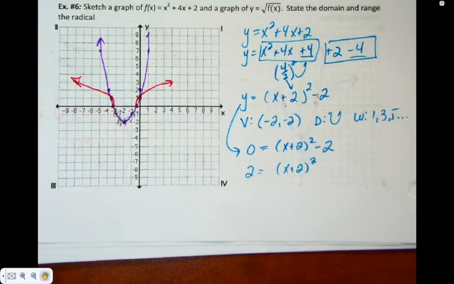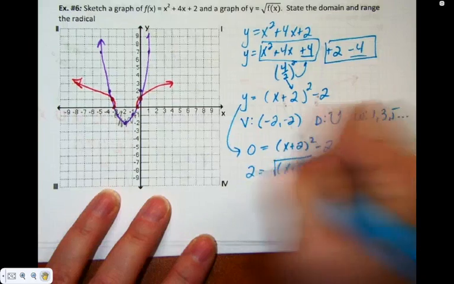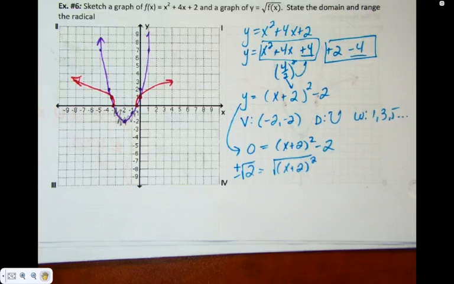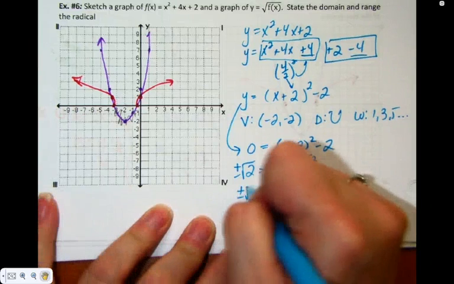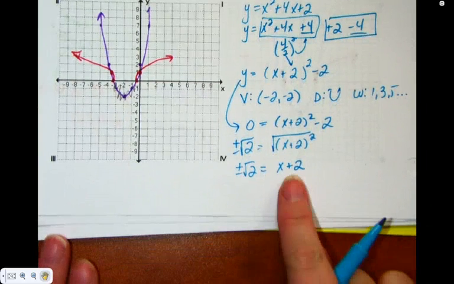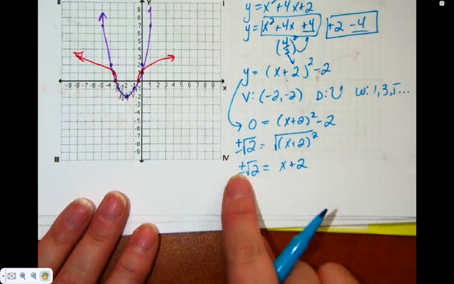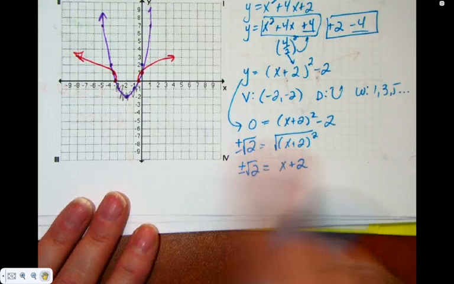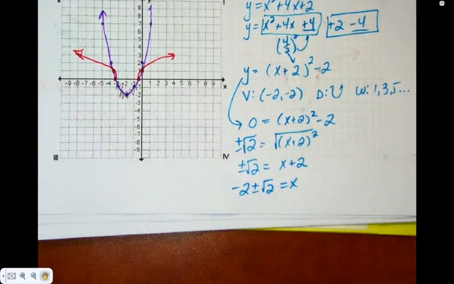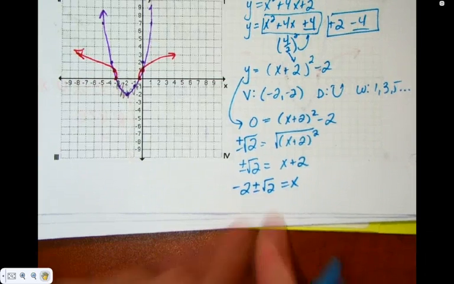How do I get rid of a square? And what has to go in front of your square root? Plus minus. And that's the only way to get the two intercepts, otherwise you'll only have one. How do I get rid of the plus 2? And where do I put it with all this mess on the left? It goes in front. So minus 2 plus or minus root 2 equals x. So if you quad formulaed it, you'd have exactly the same at this point.